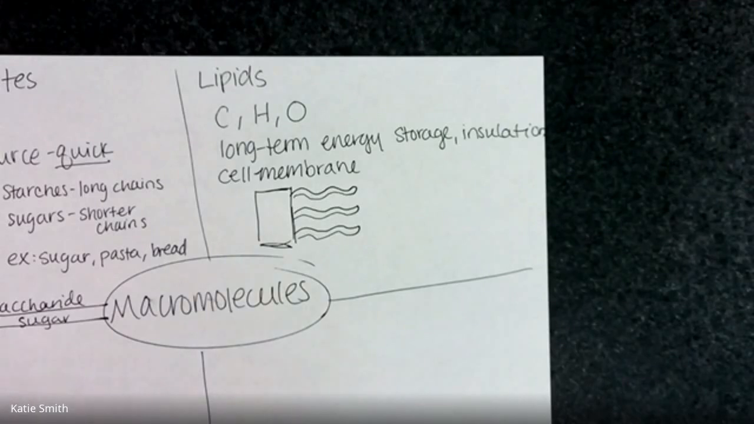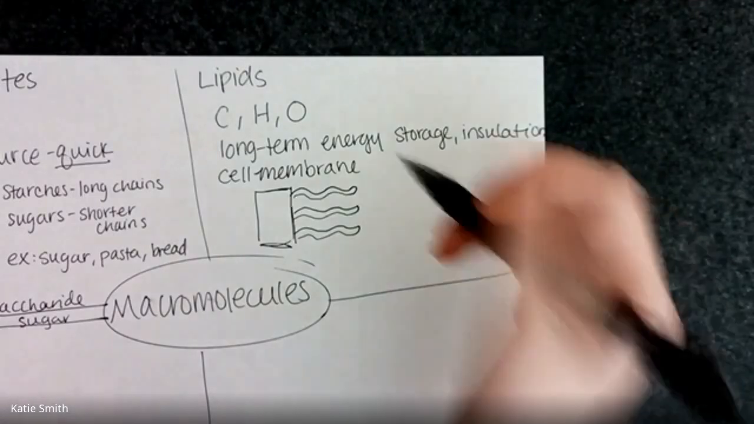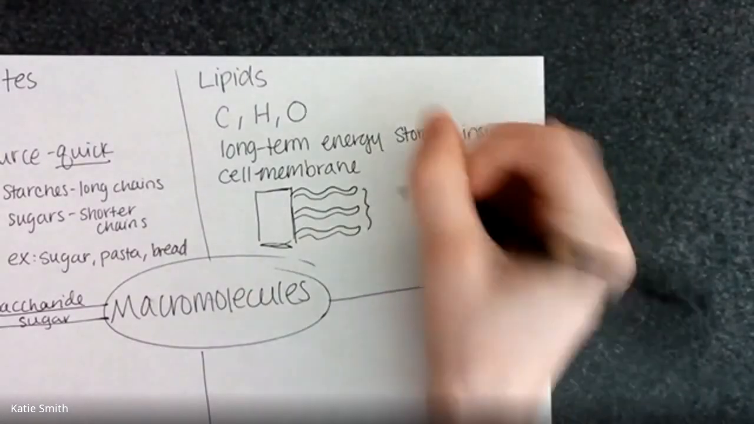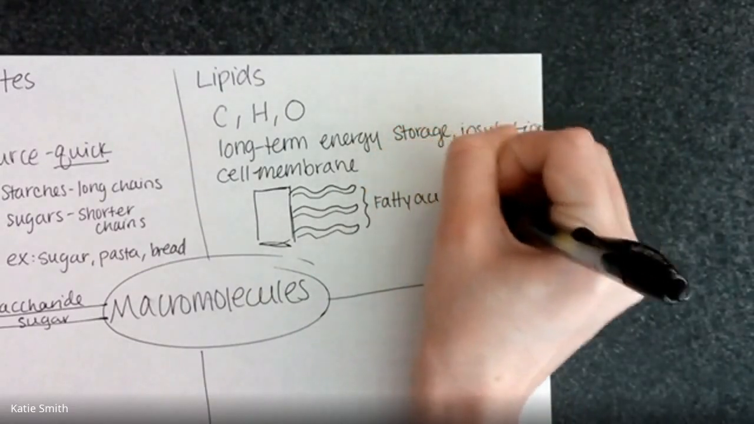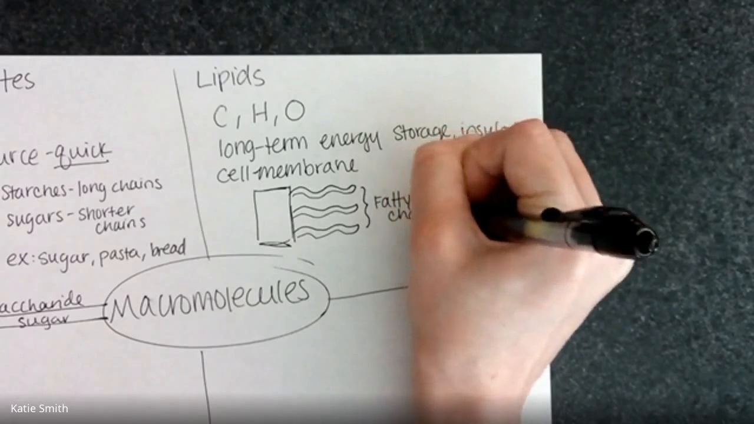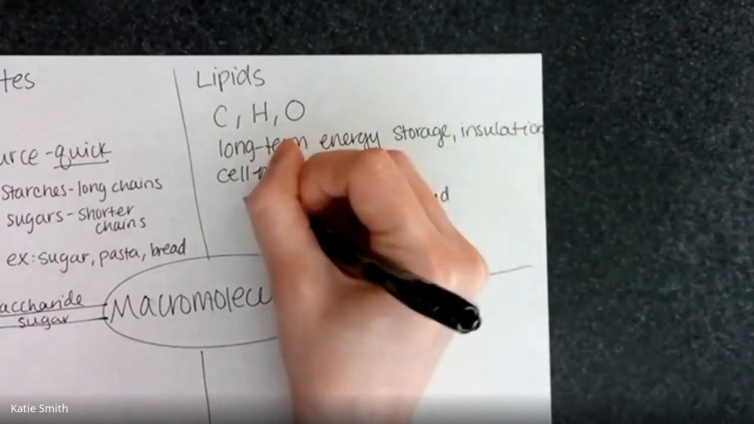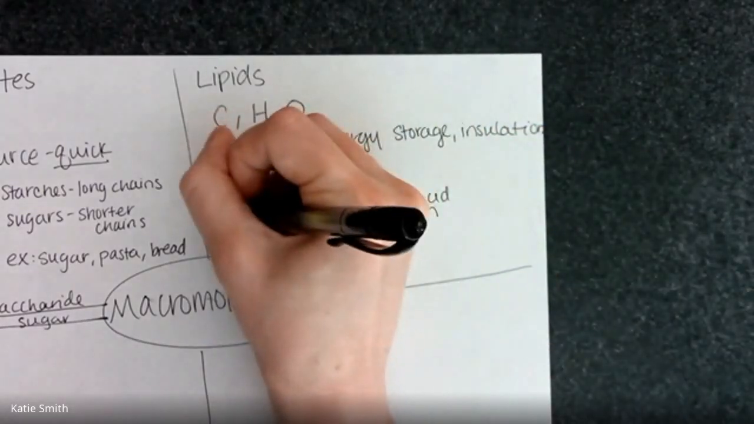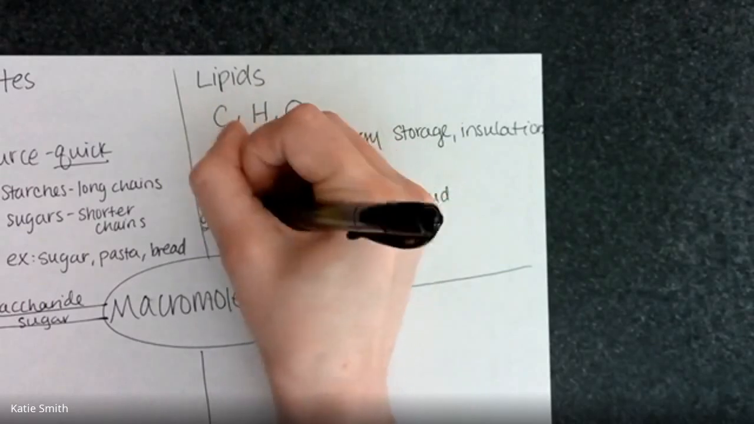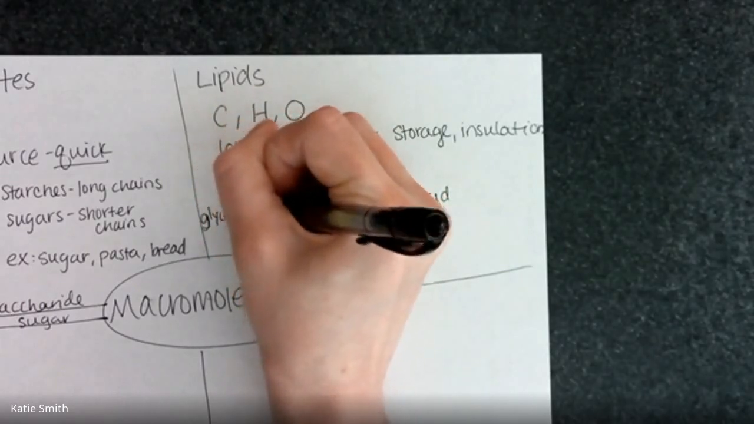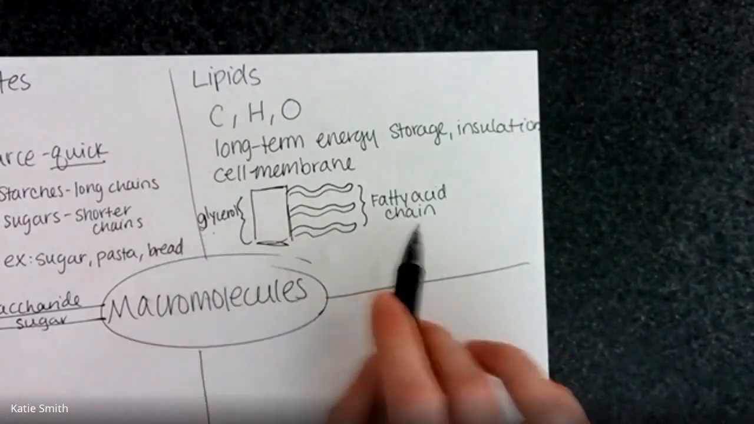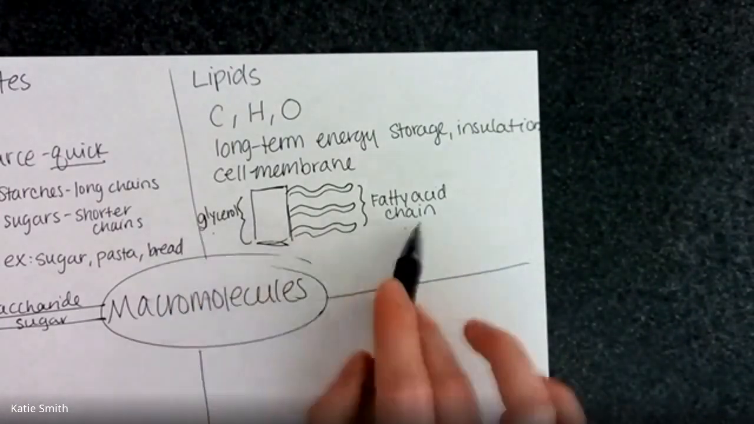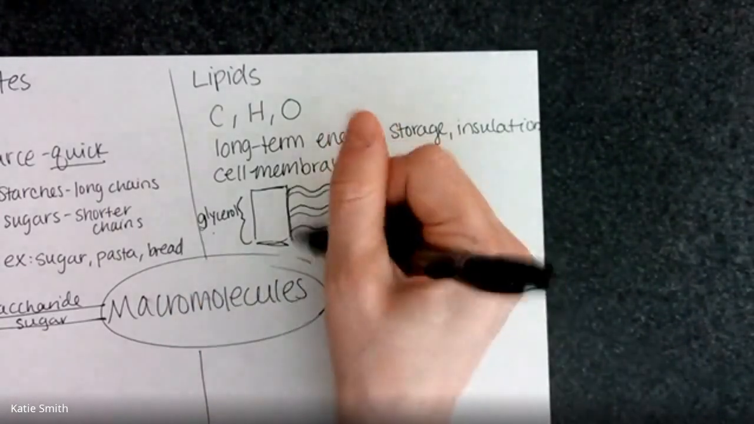So your structure is basically just more advanced than this. What's going on with this is that these right here are what's called the fatty acid chain. And then this right here is your glycerol. So it's got two monomers. Those are the monomers, glycerol and fatty acids. Those are your two monomers for this molecule.